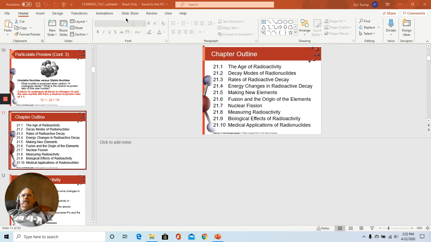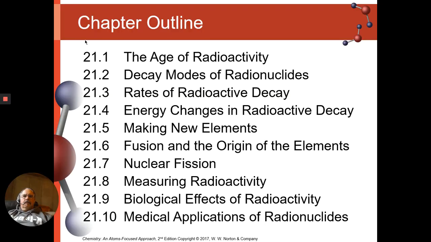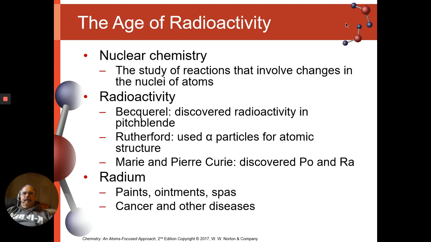Right, in this lesson, we'll look at the nature of radioactivity. And here is an overview of the chapter. We won't cover all of these topics. Nuclear chemistry is the study of reactions that involve changes in the nuclei of atoms, and often this involves changing from one element to another.